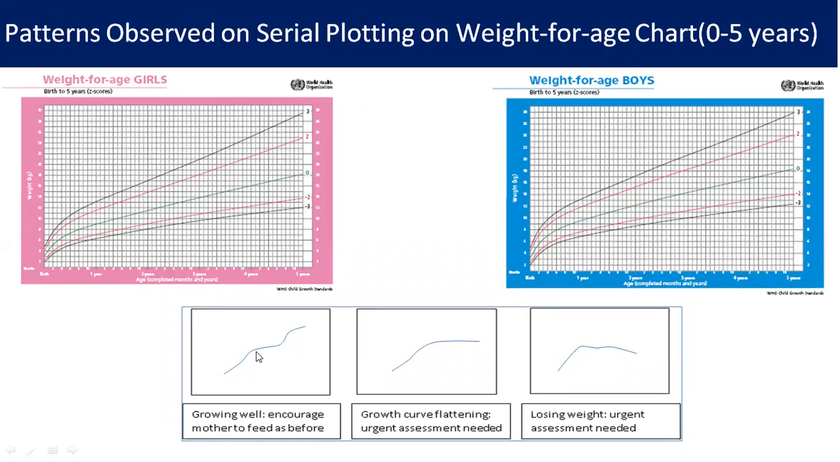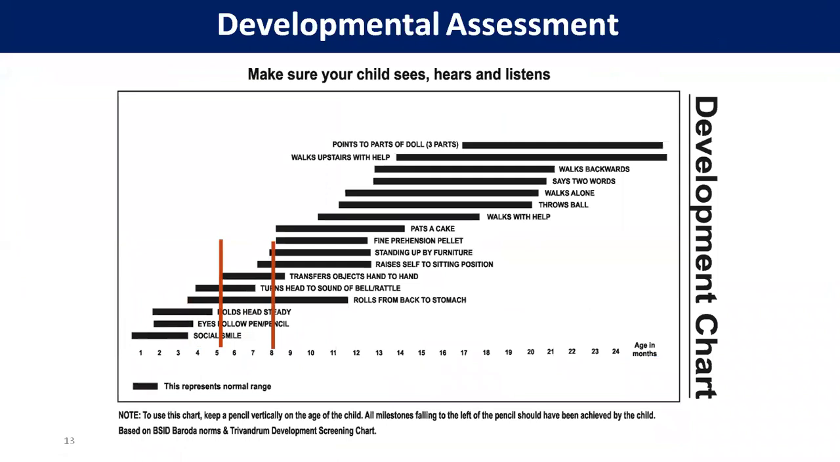These are the curves. If you could get this type of curve, it is growing well. On the left hand side, in the case of the middle one, it has just started faltering because it flattened. And in the third one, it is going down. That is one losing weight, and then urgent assessment is needed. Why is the baby losing weight in spite of giving the nutrition therapy? It might be that it is not working, or maybe treatment failure, or maybe opportunistic infections.